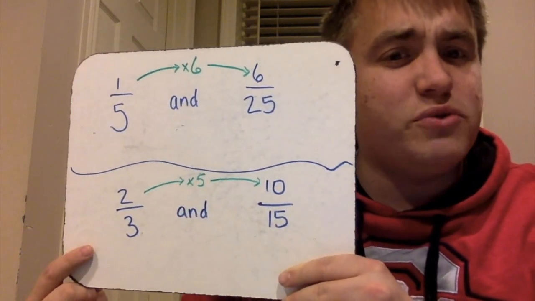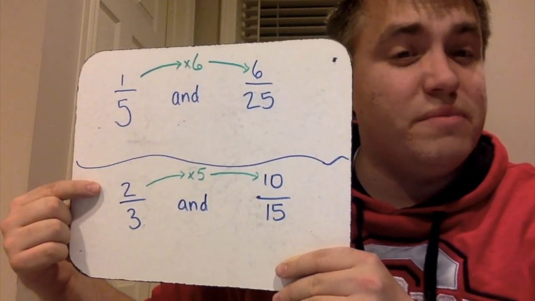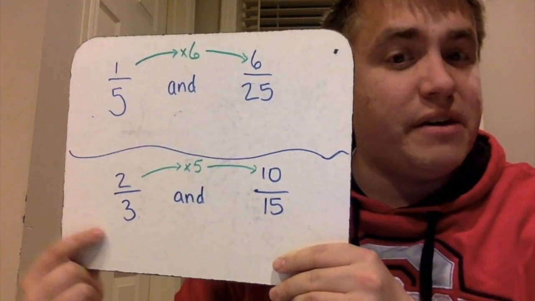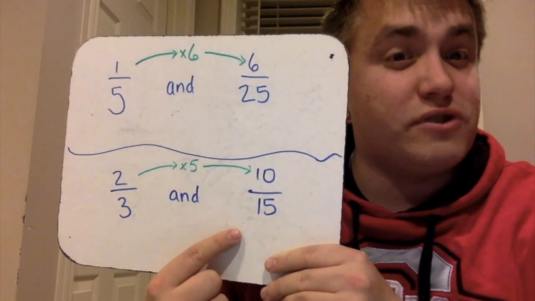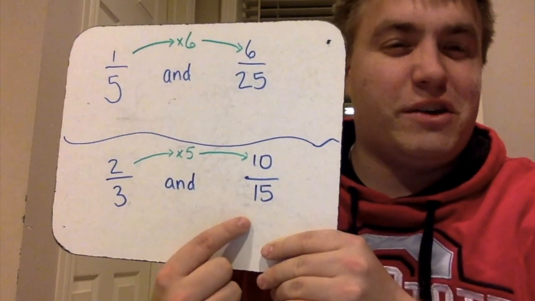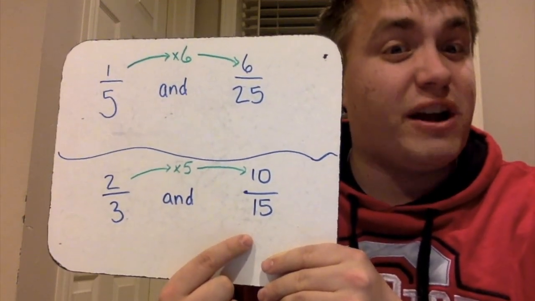And down here, I have 2/3 and 10/15. I know that 2 times 5 equals 10. So that means if 3 times that same number, 5, equals 15, then these two fractions are equivalent. 3 times 5 does equal 15. So 2/3 and 10/15 are equivalent fractions.